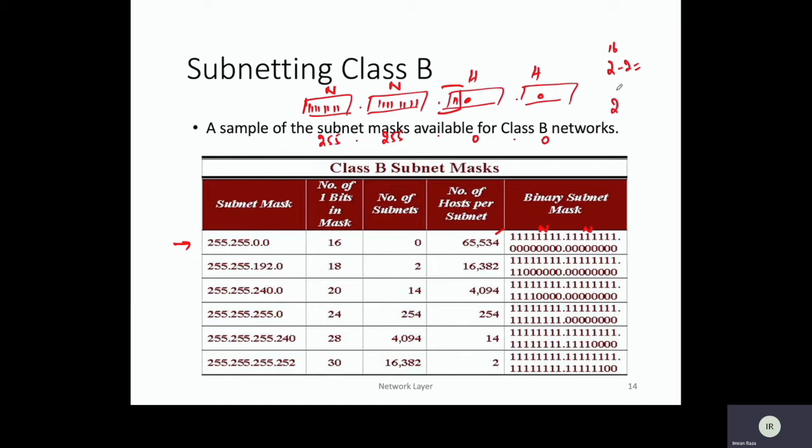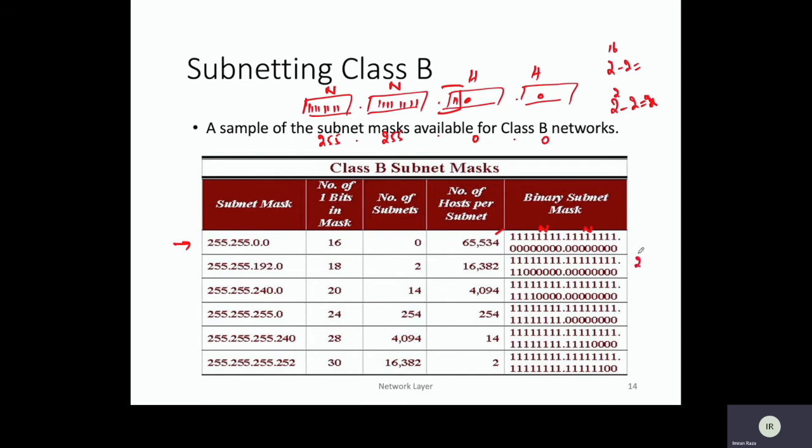So how many subnets can be created? Again, 2 raised to power the number of bits borrowed, 2, minus 2, I'll be able to create 2 subnets. Okay. And how many machines will be there against each subnet? That again depends on how many bits are there in the host portion. Since 2 bits have been borrowed, the remaining bits are 14.